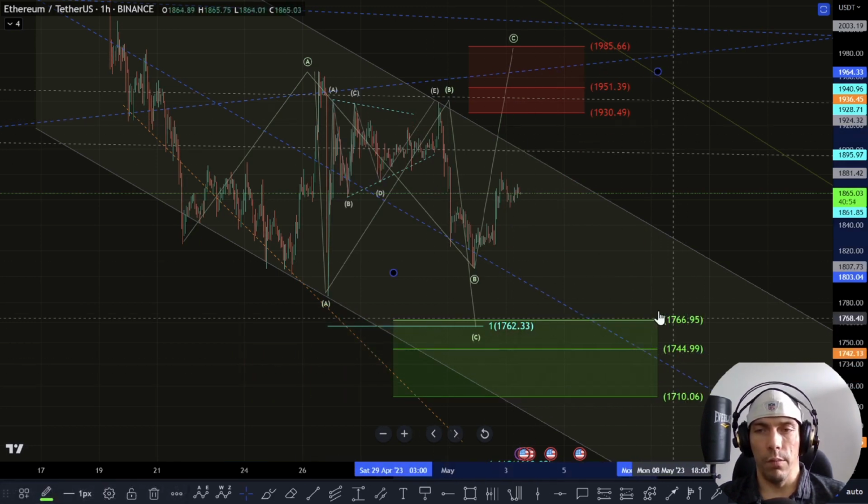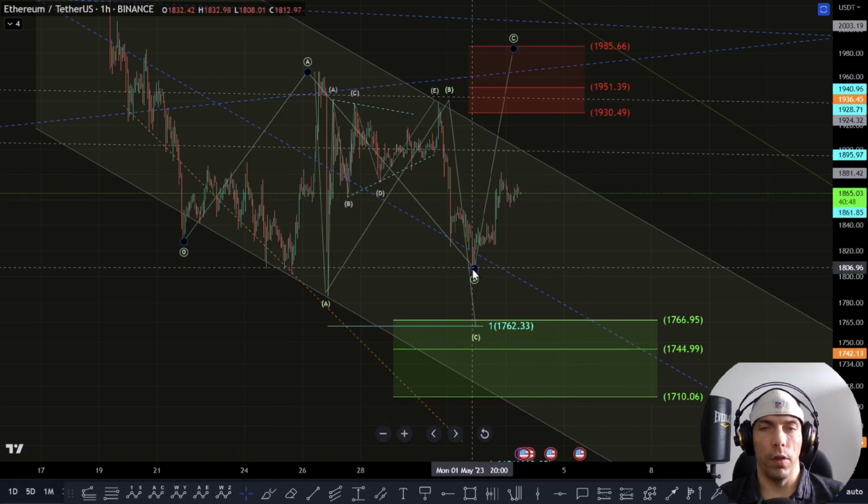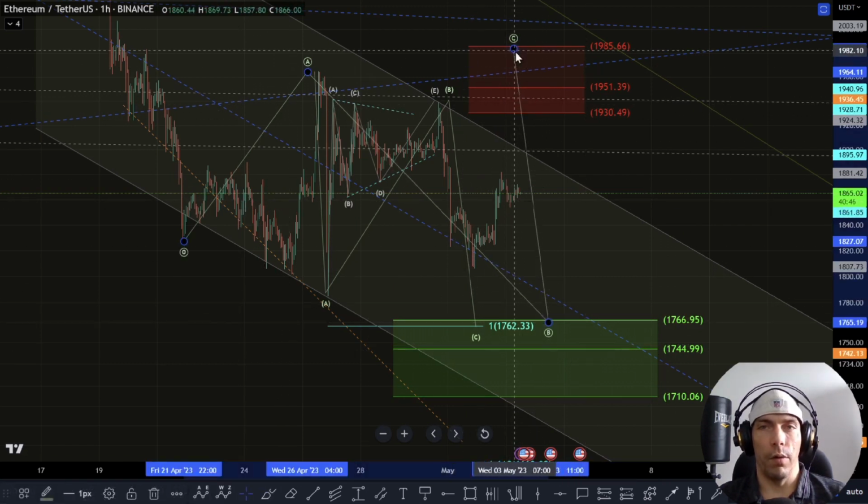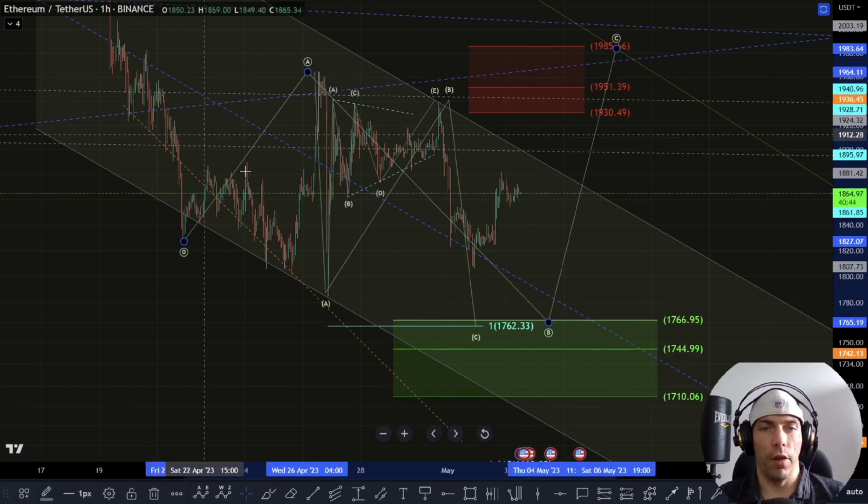If we just get a three-wave move down towards 1766 to 1710, what we could then see is a reversal to the upside in a C wave where we actually just have a bigger flat correction here, where this is A, this is B, and then we get a C wave to the upside. So we just need to be mindful of this move to the downside.